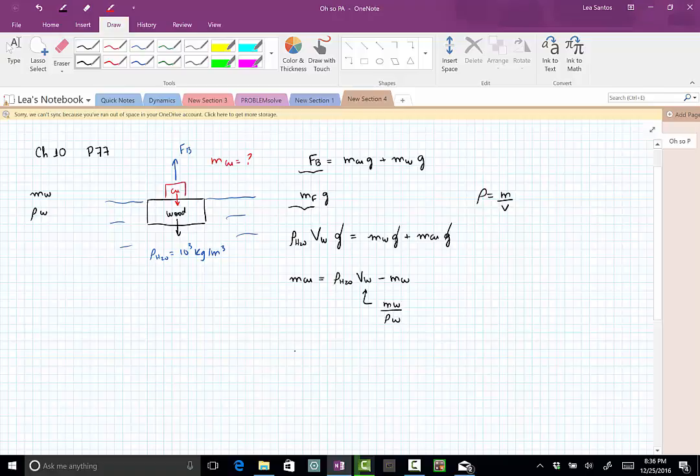And so the mass of the piece of copper, which is our unknown, is equal to the density of water, which we know, divided by the density of wood, multiplied by the mass of wood, minus the mass of wood.